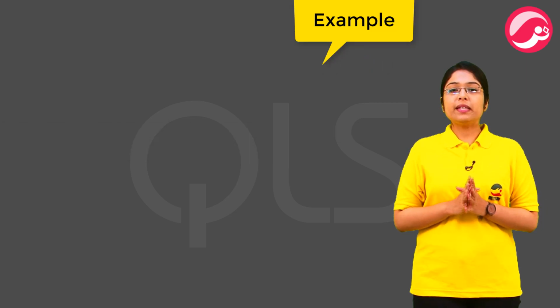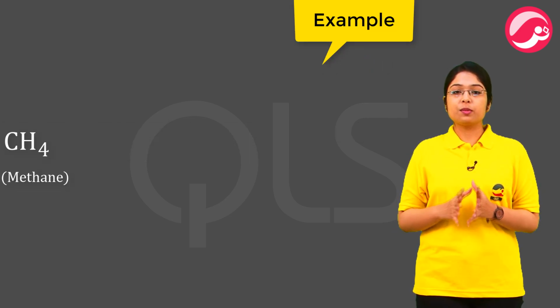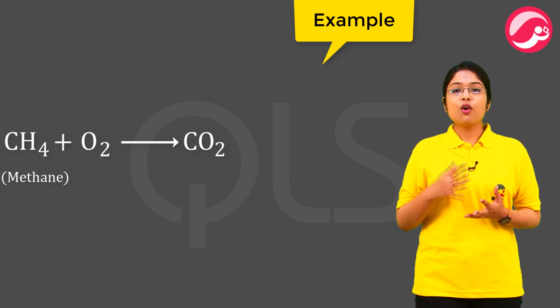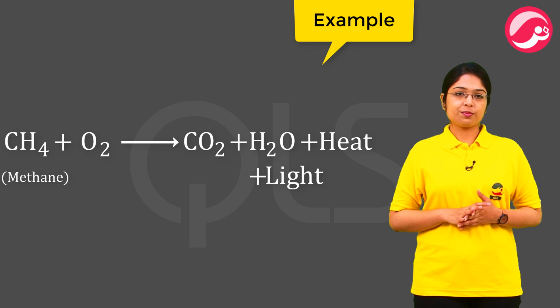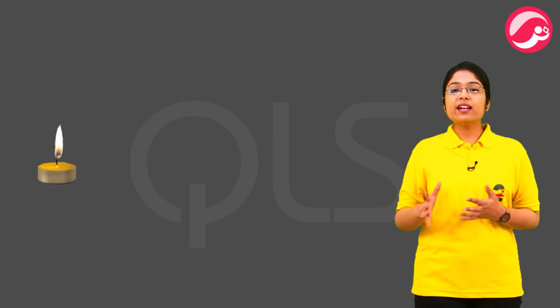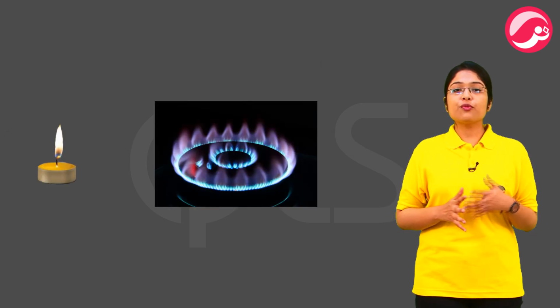For example, when methane, a major component of biogas, is burned, it produces carbon dioxide gas, water along with a good amount of heat and light. You may have noticed that a candle and LPG when burned produce flame, but coal and wood burn without any flame. Coal and wood just glow red and give out heat without any flame.